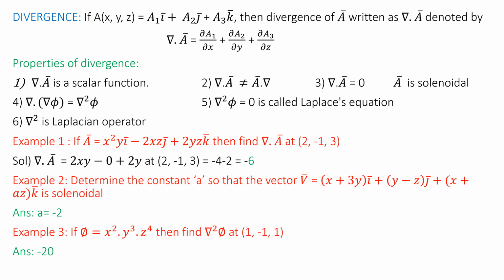Now look at example 3. If phi is equal to x square y cube z power 4, then find del square phi at 1 comma minus 1 comma 1. Try to solve it yourself; you will get the answer minus 20.